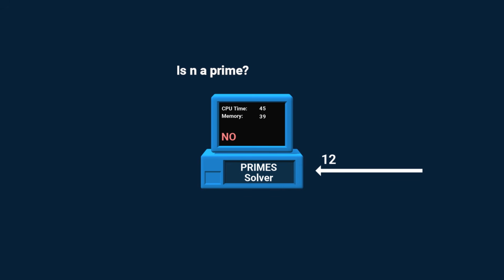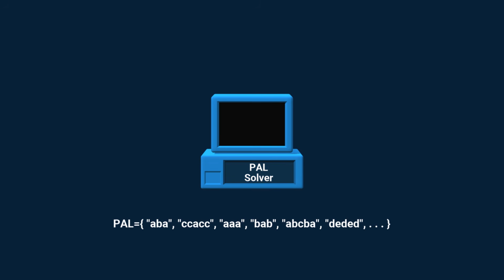We can characterize a decision problem by the set of strings for which the correct answer is yes. In this case, it's the infinite set of strings that represent a prime number. Such a set is called a language. For the palindromes problem, the language is the set of all strings that are palindromes over some alphabet that we chose.